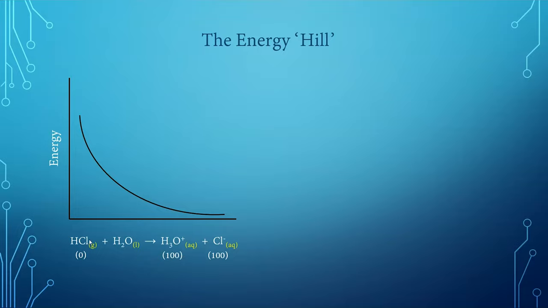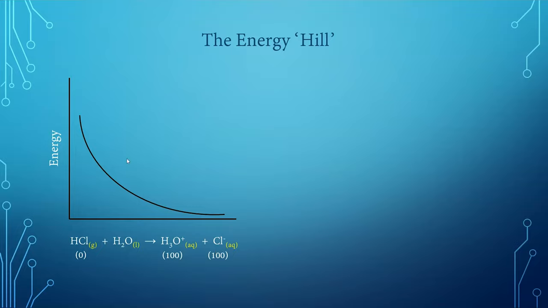If we take a look at this first acid reaction we looked at in the Arrhenius section of the chapter, we found that hydrochloric acid and water definitely want to react with each other to form hydronium ions and chloride ions. That tells us the reaction wants to go in this direction. And of course, the direction that a reaction wants to go is always in the downhill direction.